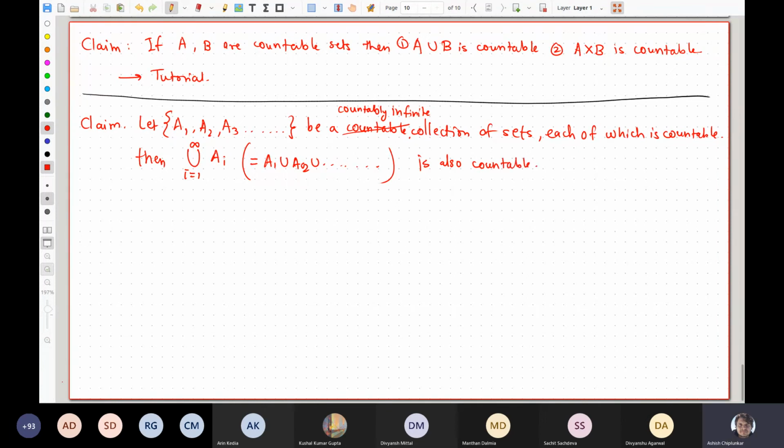Isn't this just equivalent to saying that n cross n is countable? Almost, yes, you're right. Almost. Yeah, very good. Exactly. So that is the idea.